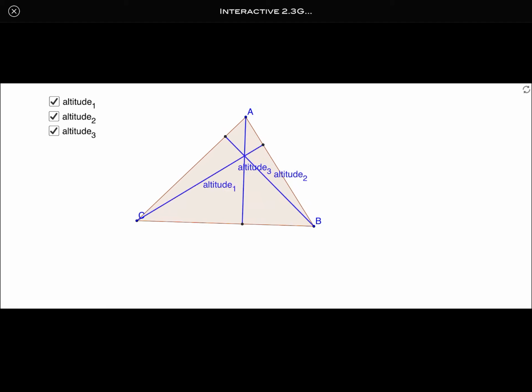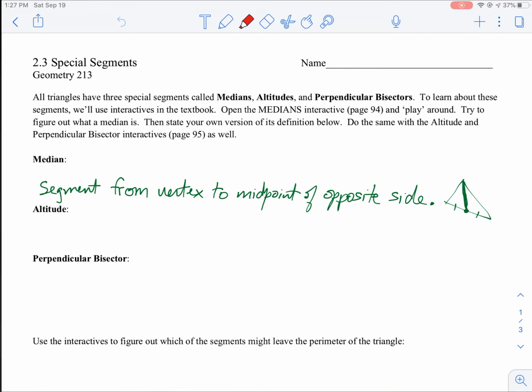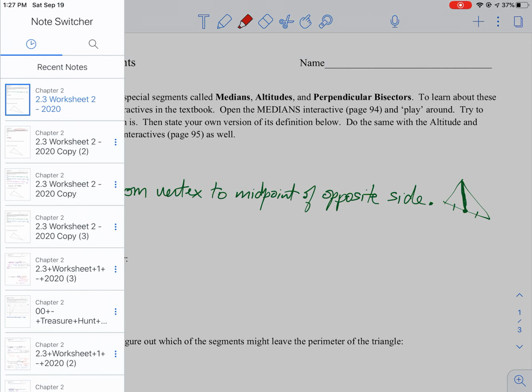You can also show the other altitudes. Those are just the heights if it was a different base. So if the base was AC in this triangle, then the height of the triangle would be from B, a perpendicular segment, to AC. And likewise, if we considered the base to be AB, then the height of the triangle would be from C, perpendicular to that side. So that's kind of cool. Altitude is sort of like the height of a triangle.